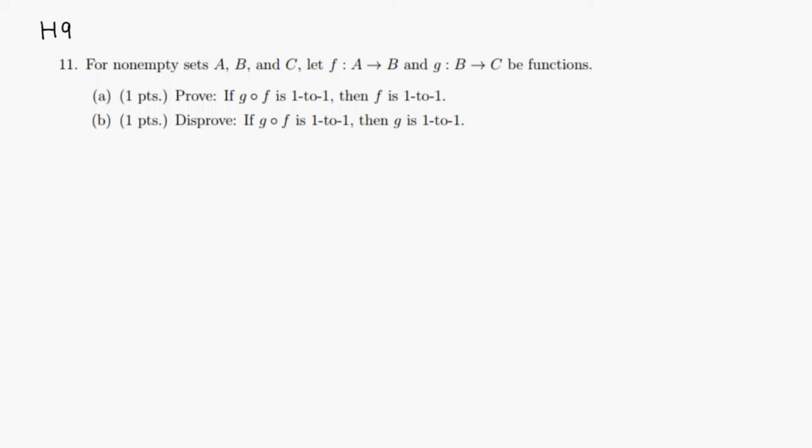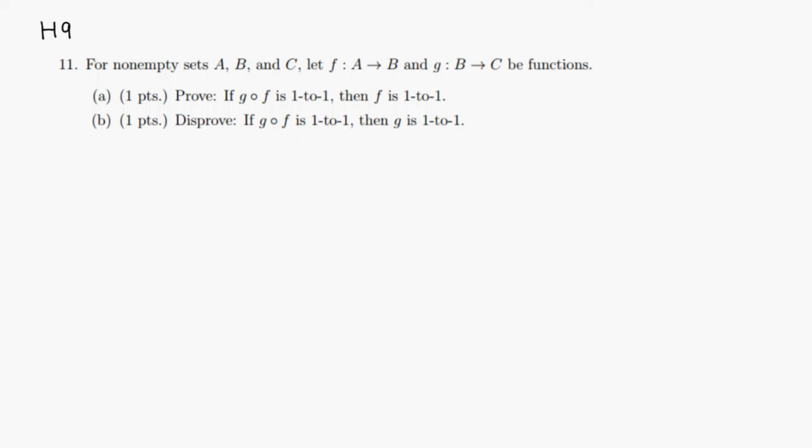All right, let's look at homework 9, problem number 11. So let's look at part A. We have a function f from A to B and a function g from B to C. It says that if the composition g of f is 1 to 1, then f must be 1 to 1. All right, so let's look at that.